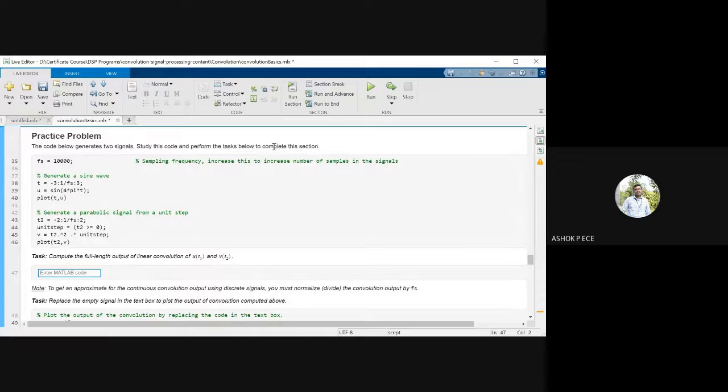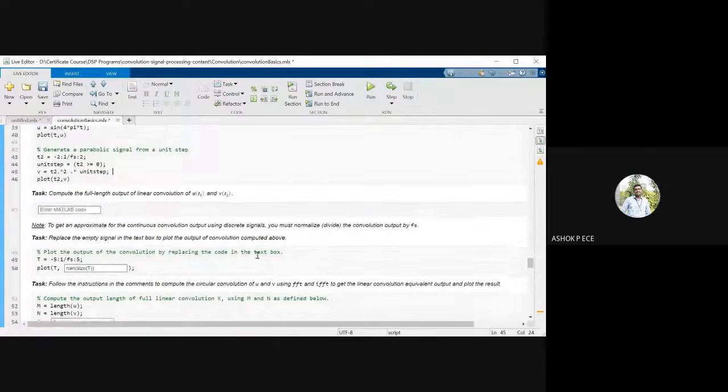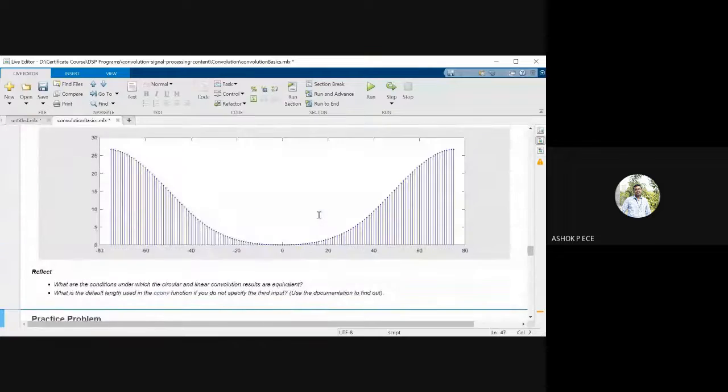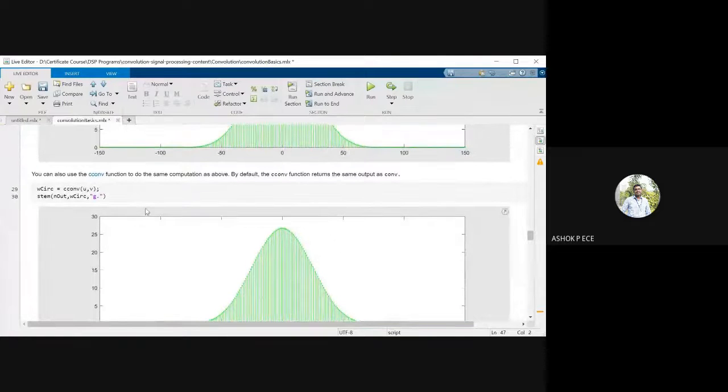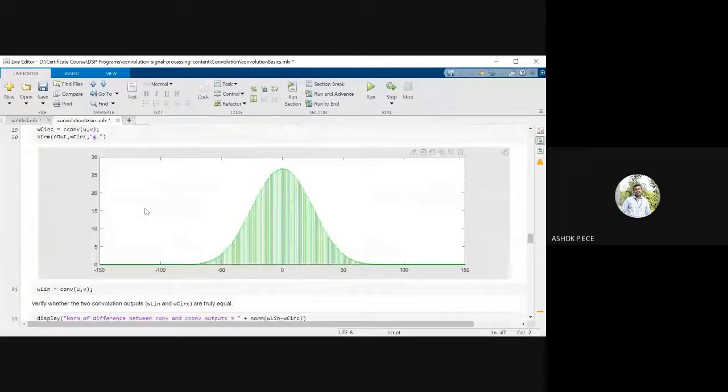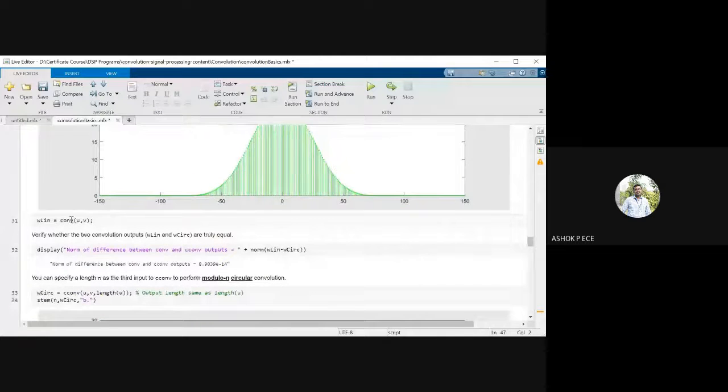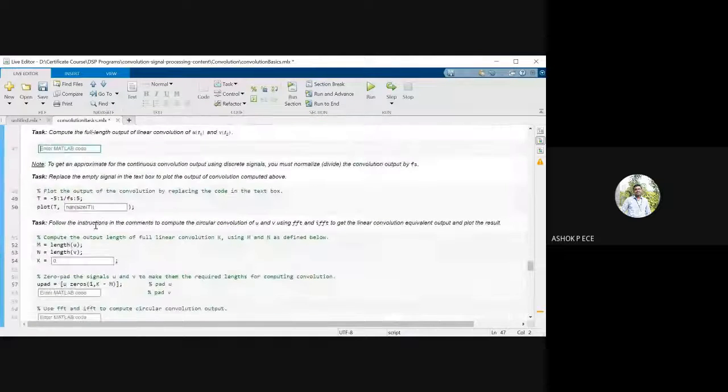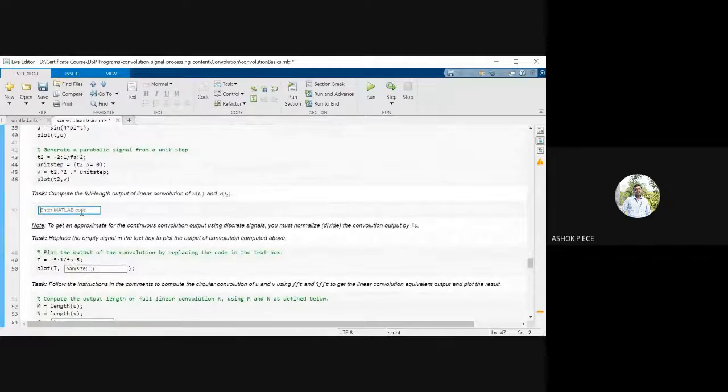So we are generating two signals. One is a sine wave and one is a parabolic signal from a unit ramp, and we are going to perform the convolution of the two signals. Whenever you want to perform convolution, you have to use the function CONV. When you use CONV of U comma V, you get the convolution of the two signals. So we can write CONV of U comma V.